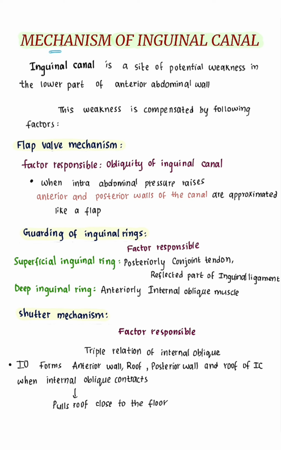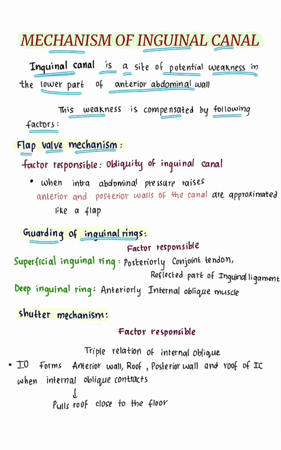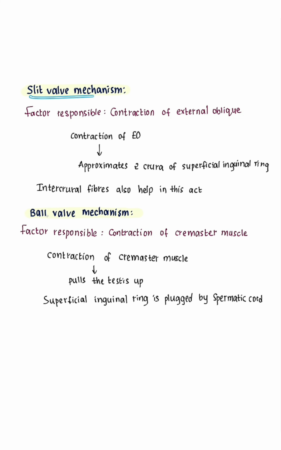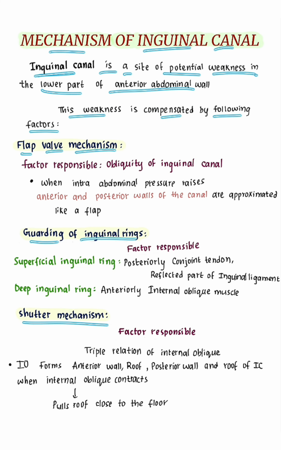Now let's see mechanism of inguinal canal. Inguinal canal is a site of potential weakness in the lower part of anterior abdominal wall. This weakness is compensated by following factors. There are 5 mechanisms: flap wall mechanism, guarding of inguinal rings, shutter mechanism, slit valve mechanism, ball valve mechanism.